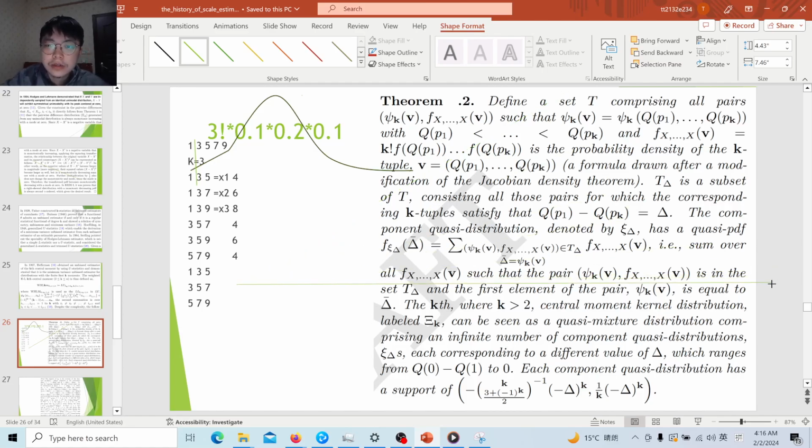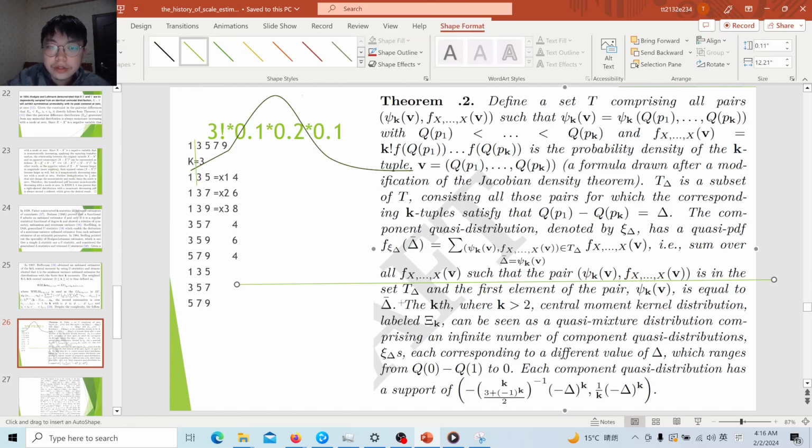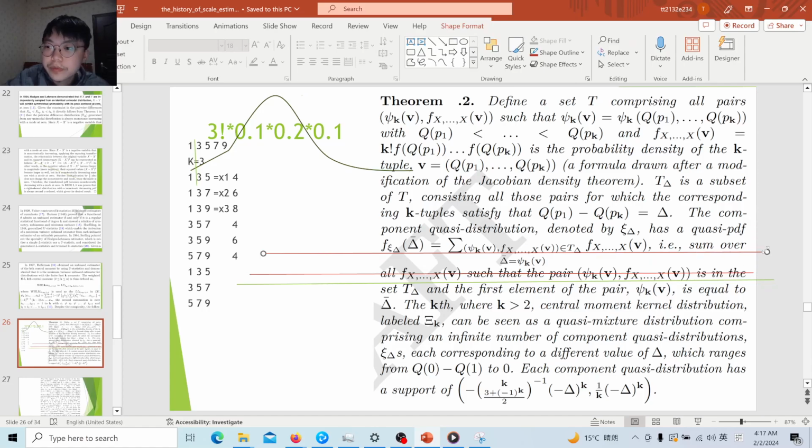So it seems complex, but intuitively it is not very difficult to understand. For example, here is the sample. I assume this is the whole population of the central kernel distribution. The green one is the central kernel distribution, and a component quasi-distribution of the quasi-mixture distribution can be seen like that. For example, the red one is a component quasi-distribution, because the component quasi-distribution is related to a value of delta. So this delta is from here to here. It is very close to the range of this central moment kernel distribution.